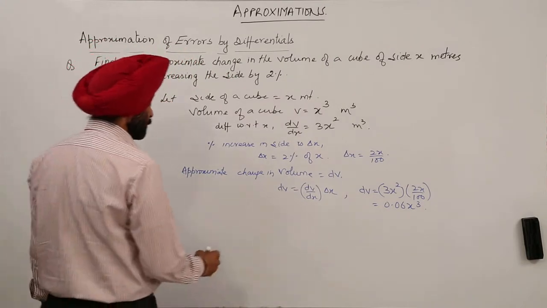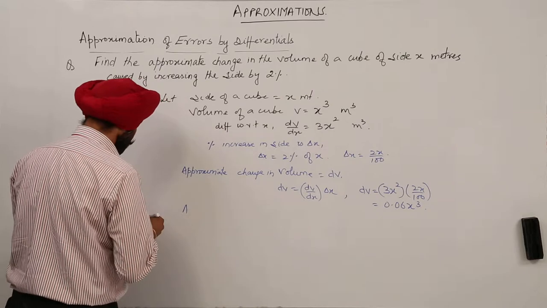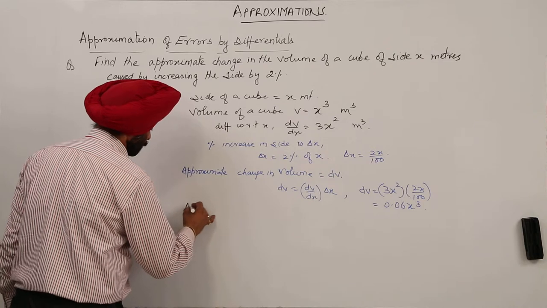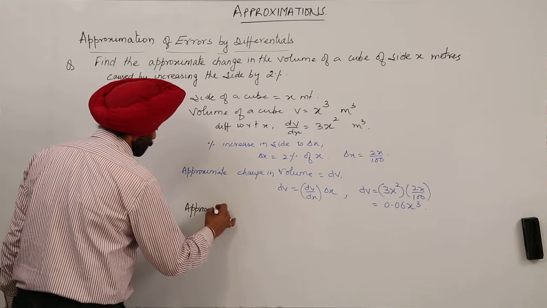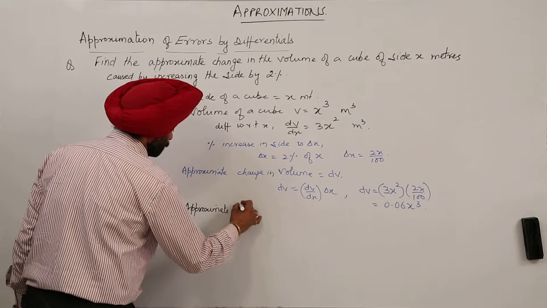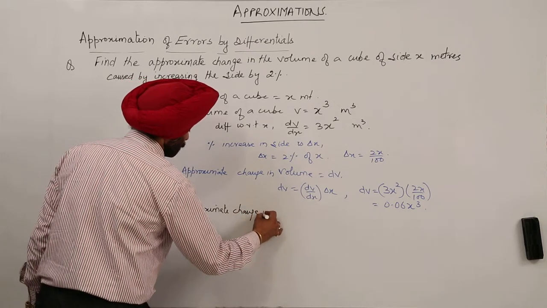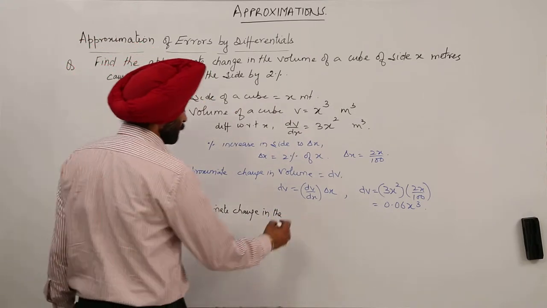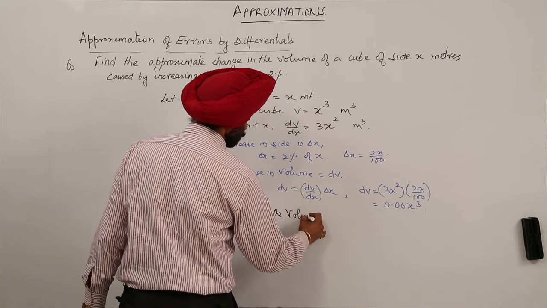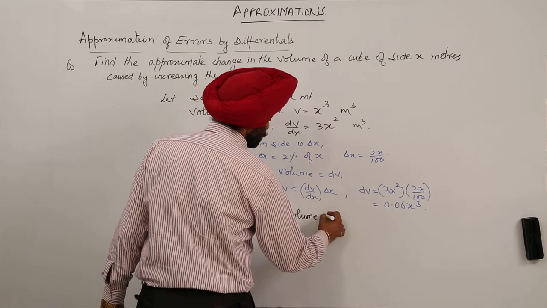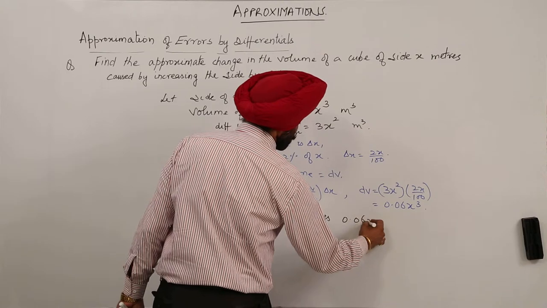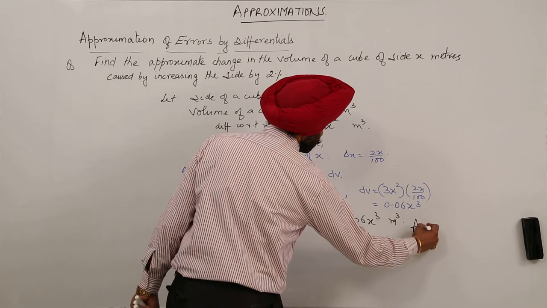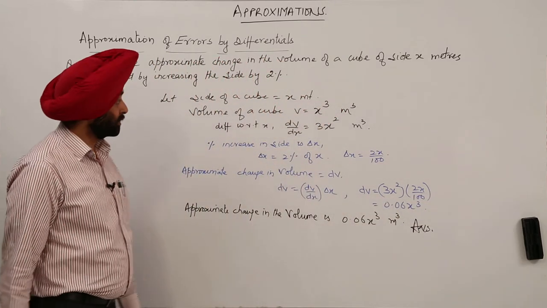Okay, so approximate change. Now final statement, approximate change in the volume is 0.06 x cube meter cube. This is the answer. Okay, simple question.